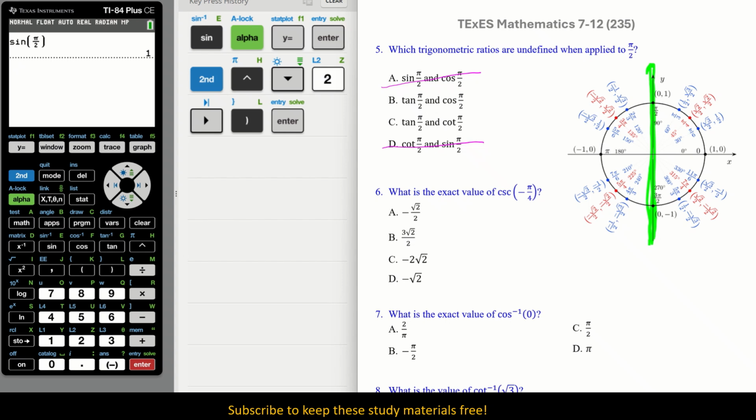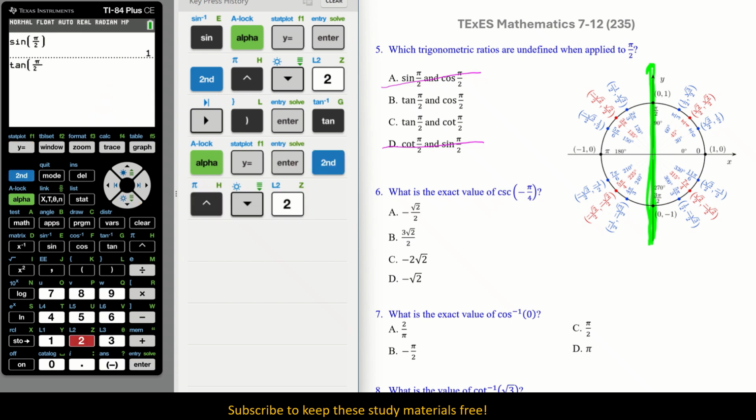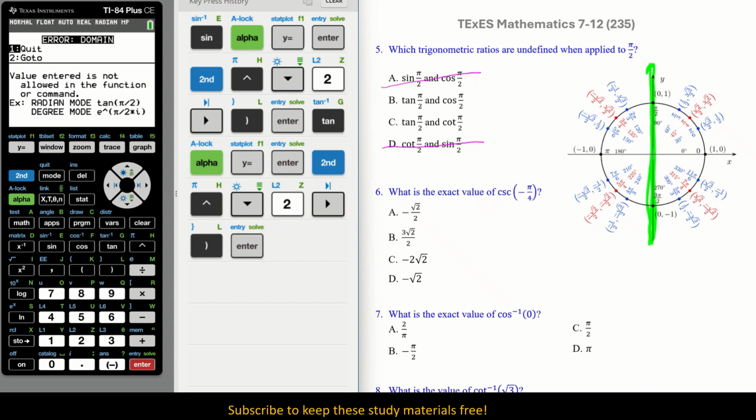Now we need to try tangent. Okay, tangent, alpha y equals number 1, that same process. Second, caret it up, go to 2, go over, close your parentheses. That is undefined. It'll say domain, error domain. Okay. So that tells me that, well, tangent's good.